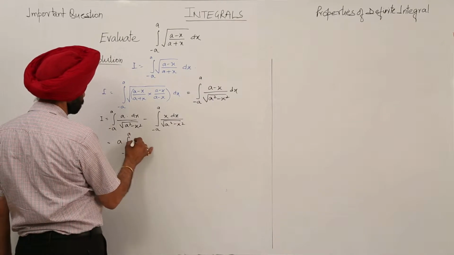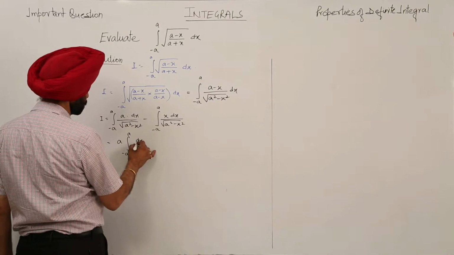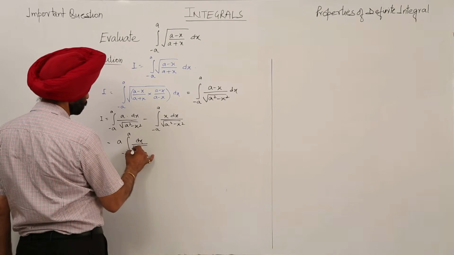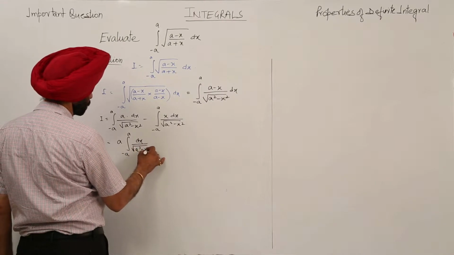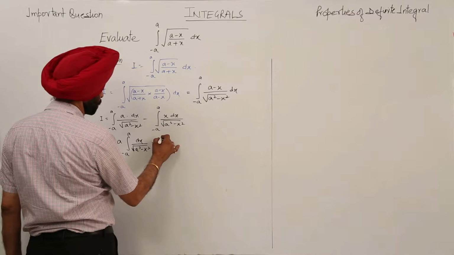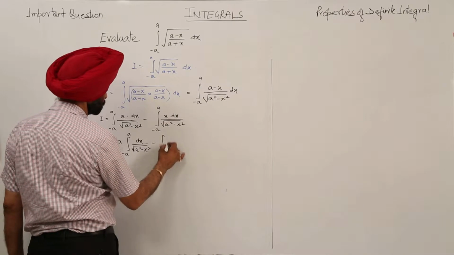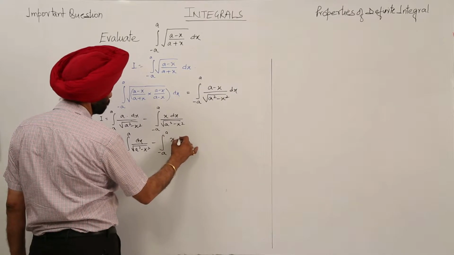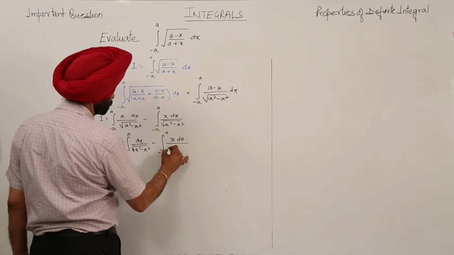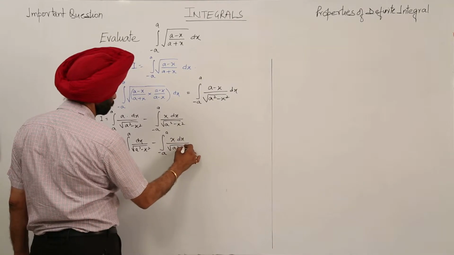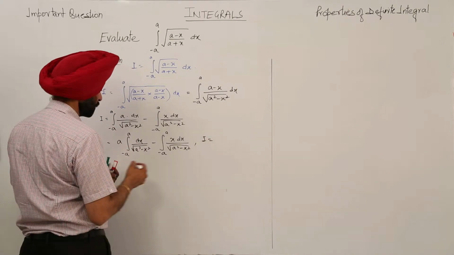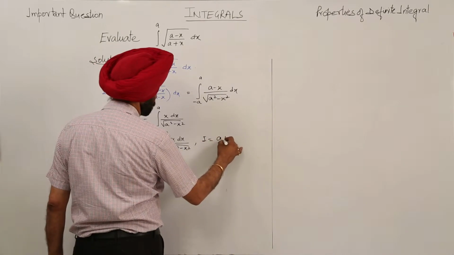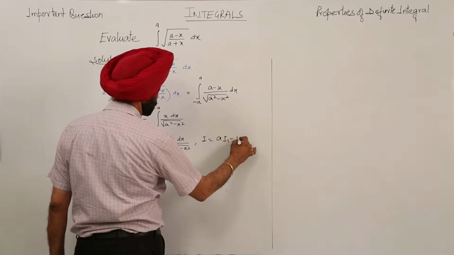Now this becomes a times the integral from minus a to a of dx upon the square root of (a square minus x square), minus the integral from minus a to a of x dx upon the square root of (a square minus x square). Now this is a I1 minus I2.